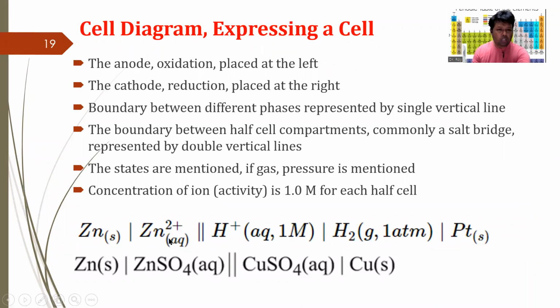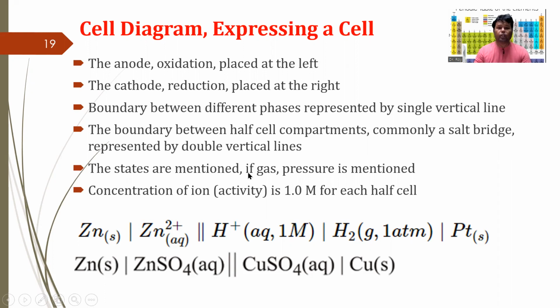The boundary between different phases is represented by a single vertical line. So here we can use one vertical line, here another vertical line. Zinc solid and zinc aqueous: this is the electrode and this is the aqueous solution, so we are using one vertical line here. So this is H plus and this is H2 gas, different phases for this one and this one, and for this one and this one.